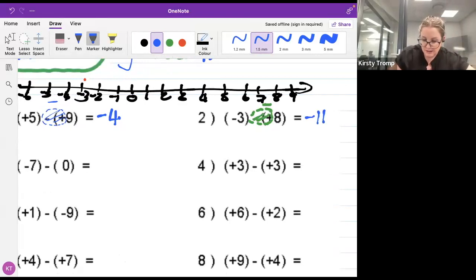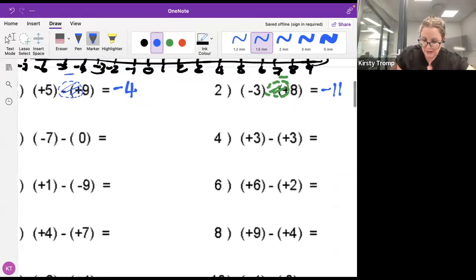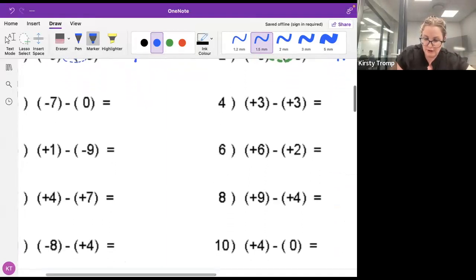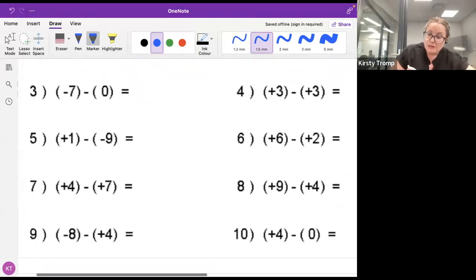All right. Two more together, and then I'm going to let you guys carry on by yourselves. Negative 7 minus 0. We've spoken about this one before. Negative 7 minus 0. Anything minus 0 is itself. So this is going to be negative 7.